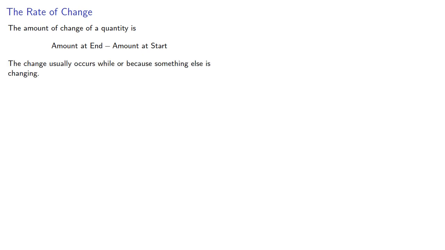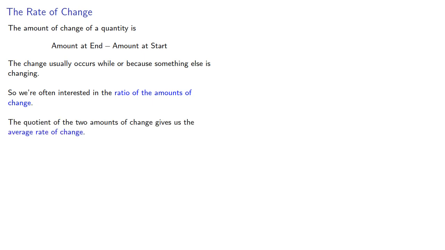The amount of change per quantity is the amount at the end minus the amount at the start. The change usually occurs while or because something else is changing, so we're often interested in the ratio of the amounts of change. And so the quotient of the two amounts of change give us the average rate of change. We could give a formula for finding the average rate of change, but we won't.